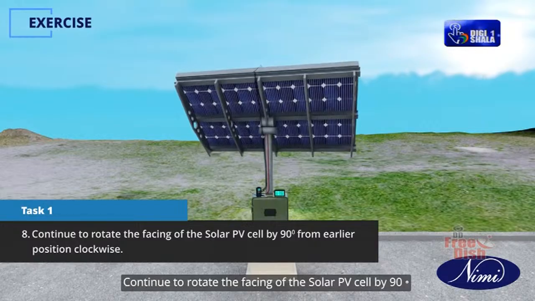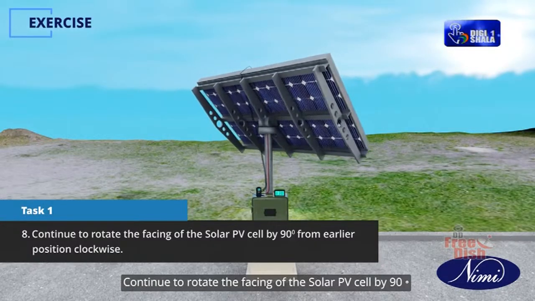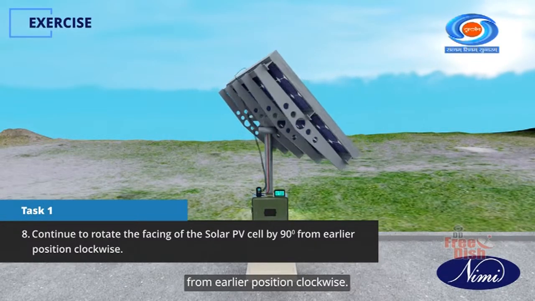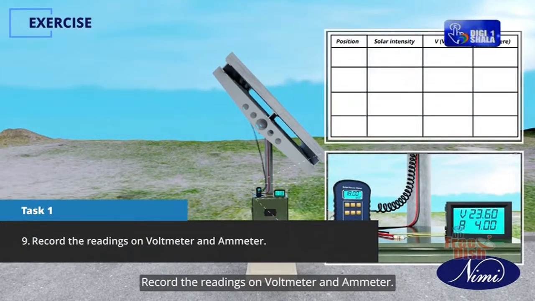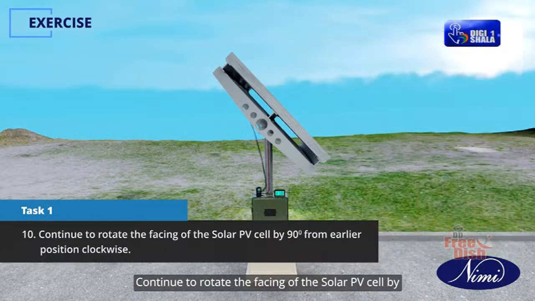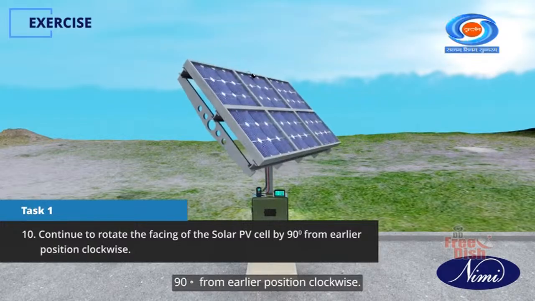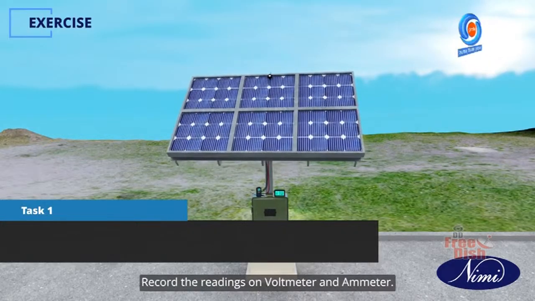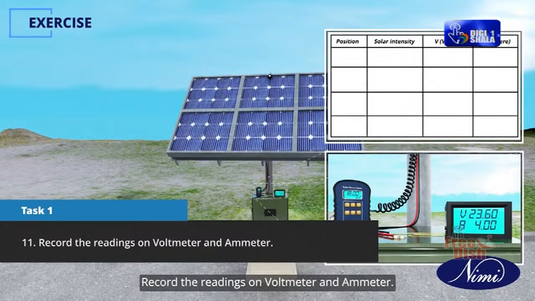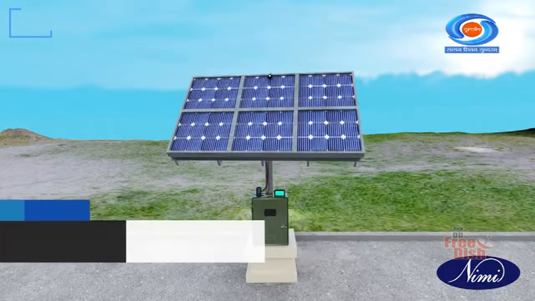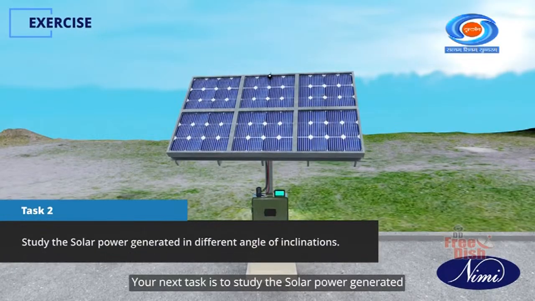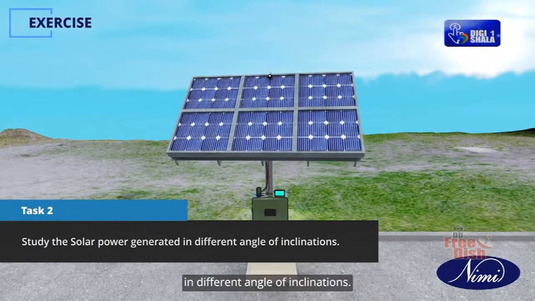Continue to rotate the facing of the solar PV cell by 90 degrees from earlier position clockwise. Record the readings on voltmeter and ammeter. Continue to rotate the facing of the solar PV cell by 90 degrees from earlier position clockwise. Record the readings on voltmeter and ammeter. Compare the results. Your next task is to study the solar power generated in different angle of inclinations.